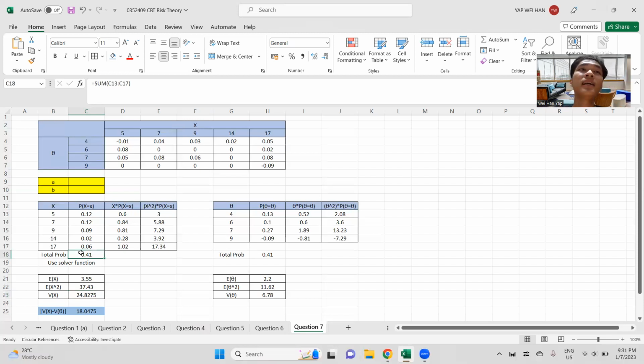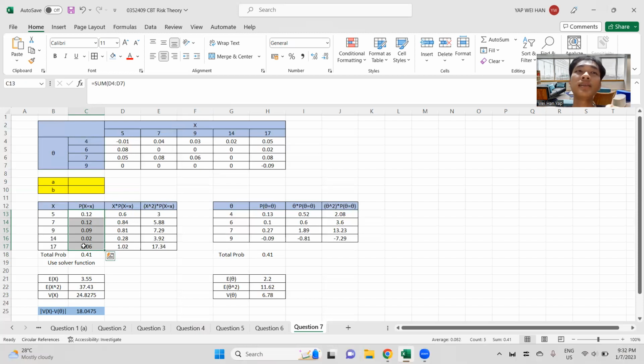We can observe that when I try to get the total probability, I'm getting 0.41. So 0.41 is actually a big issue, because we have to know that all the probabilities of x should add up to 1.